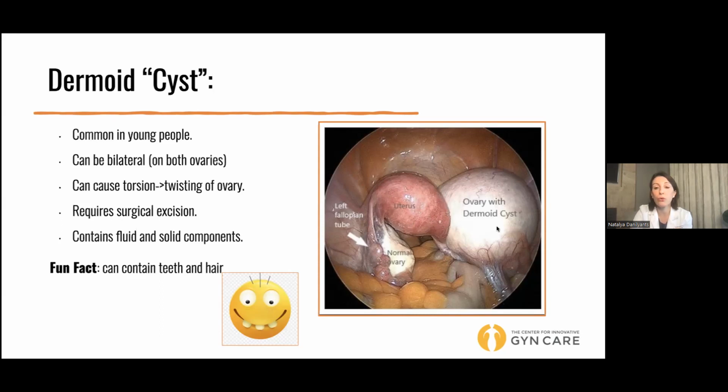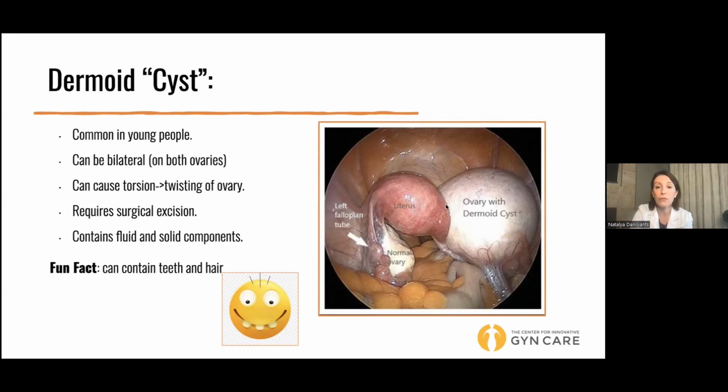So it's important to note here that the cyst is inside, right? It's not like a little thing that's sitting up on top of the ovary. It's actually within the ovary. So the ovarian tissue stretches as the cyst continues to grow. And then here you have the normal left ovary and a normal fallopian tube.